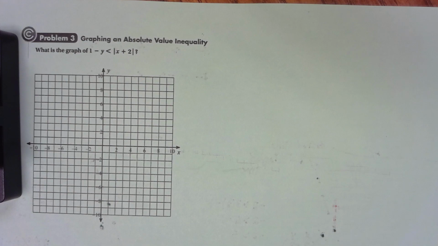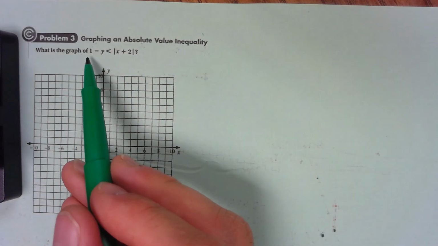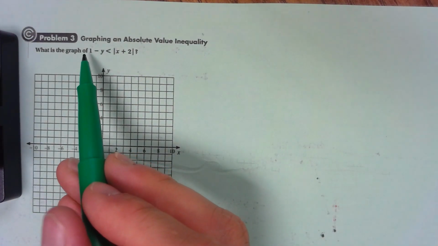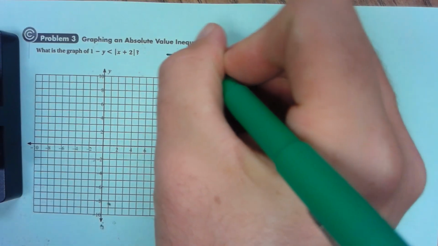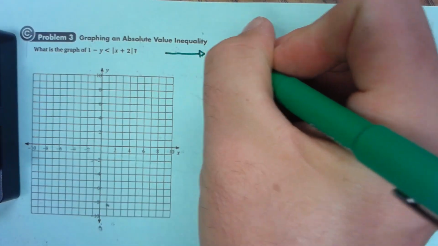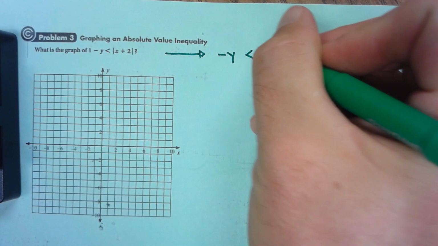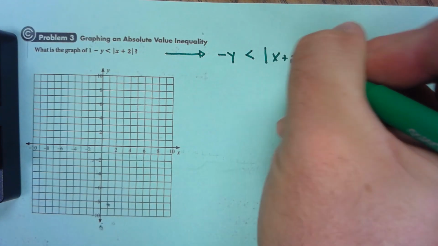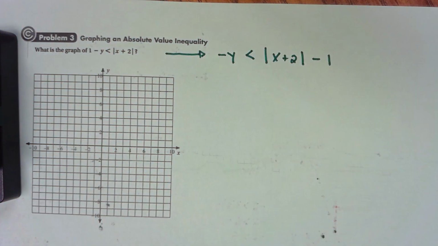Let's accomplish that first. So the first thing that I don't like is that I have this 1 minus y, so I'm going to subtract 1 from both sides, making my equation negative y is less than the absolute value of x plus 2 minus 1.